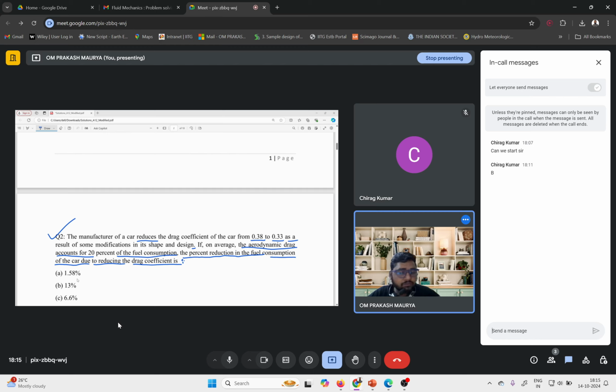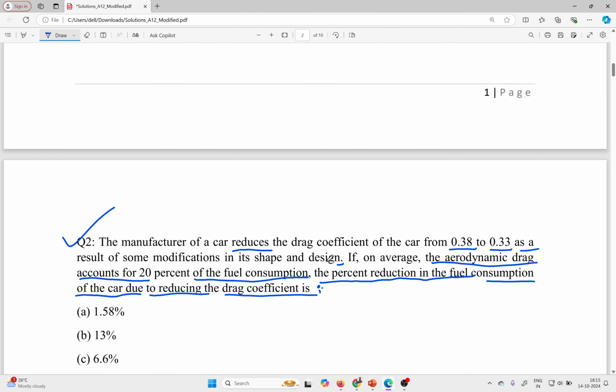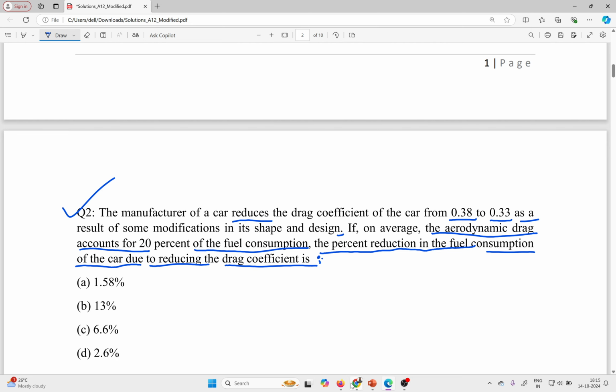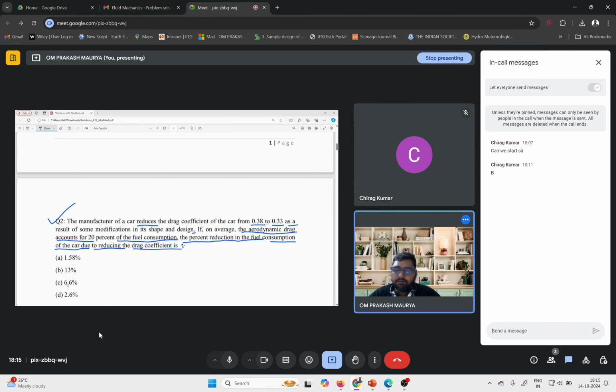Question number 2. Let me show you the options. Option A 1.58%, option B 13%, option C 6.6%, and option D 2.6%. So you have 5 minutes, or you can take more time, because this is a very important, practical question. Then I will explain in a very easy way.